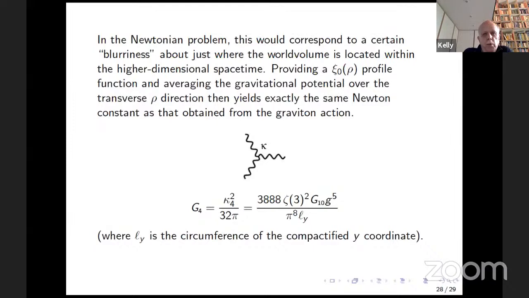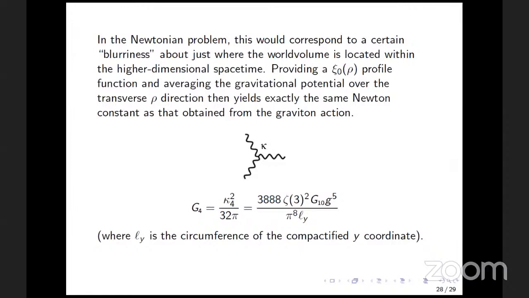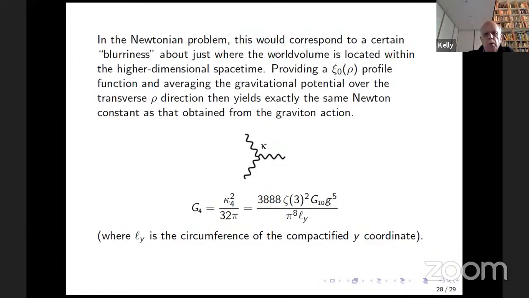So if we provide a profile, again, using the C0 wave function, an average over the gravitational potential over the transverse direction, then that basically corresponds to what you get from the graviton study, the three graviton vertex. You obtain exactly the same value of Newton's constant as you obtained in the graviton study, as given here. Okay, so this is basically my last slide now.